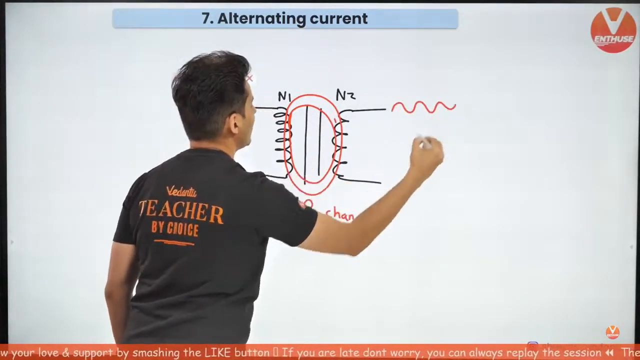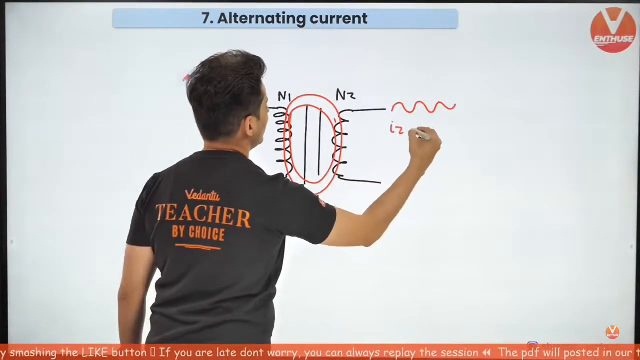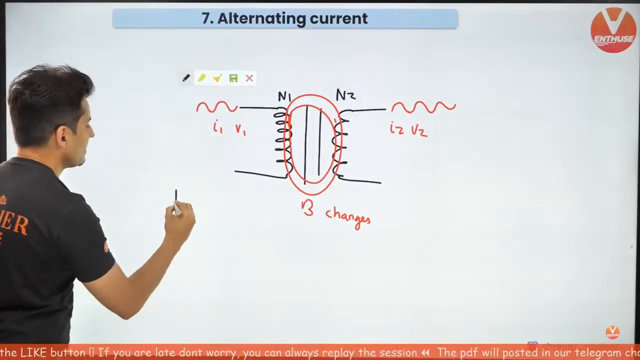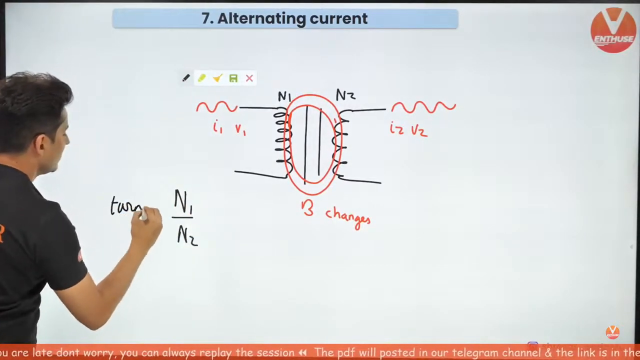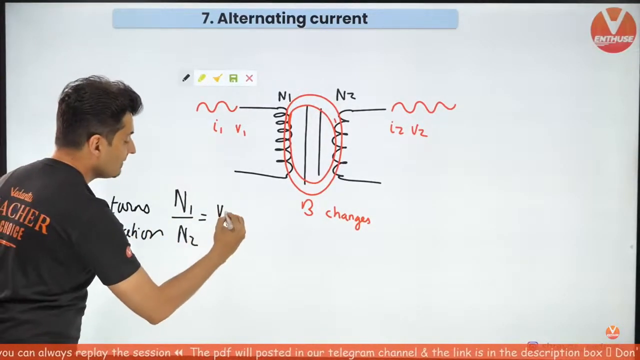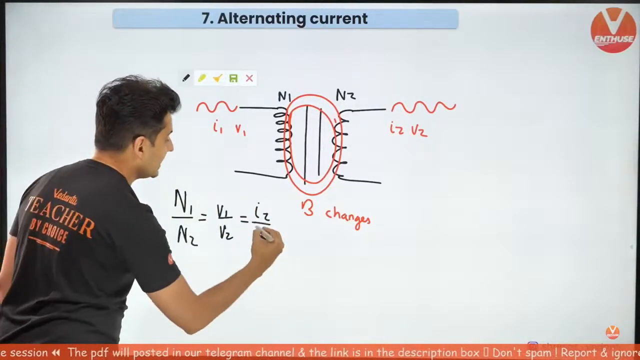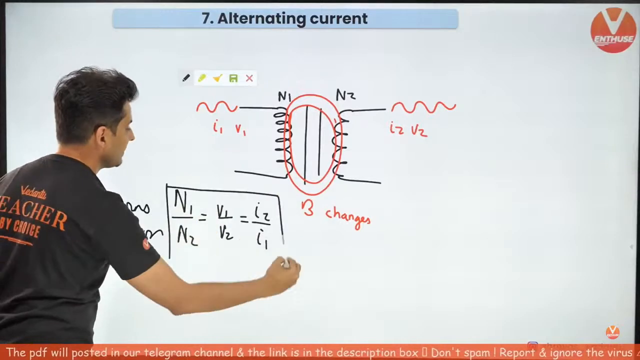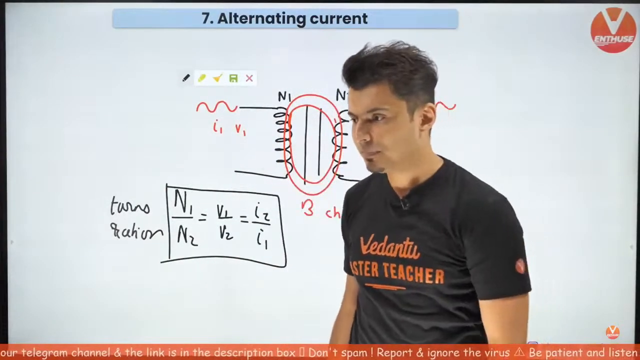So you will get secondary voltage. So if this is I1, this is V1, this is I2, this is V2, then remember the simple formula N1 by N2, which is also called the turns ratio. Turns ratio is V1 by V2, but current wise it is I2 by I1, something which you should know. It's inverse for current. Okay, keep this in mind.